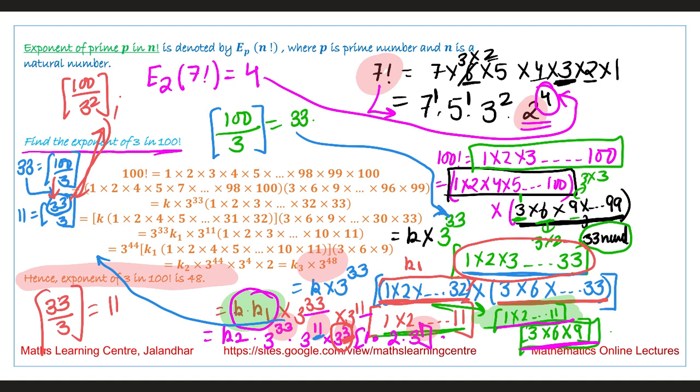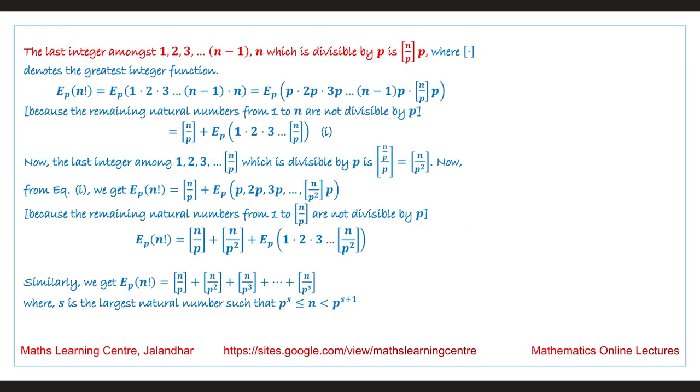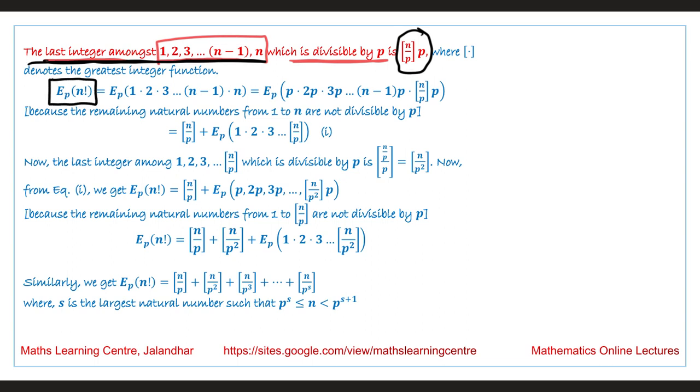So if we want to write the general formula, suppose we have the numbers 1, 2, 3 so on up to n, which are divisible by p. Then the last integer among the numbers 1, 2, 3 so on up to n which is divisible by p is the greatest integer of n by p into p. So if we want to calculate the exponent of p in n factorial, we can write it as the exponent of p in 1 into 2 into 3 into n minus 1. In place of n factorial, we are writing this term.